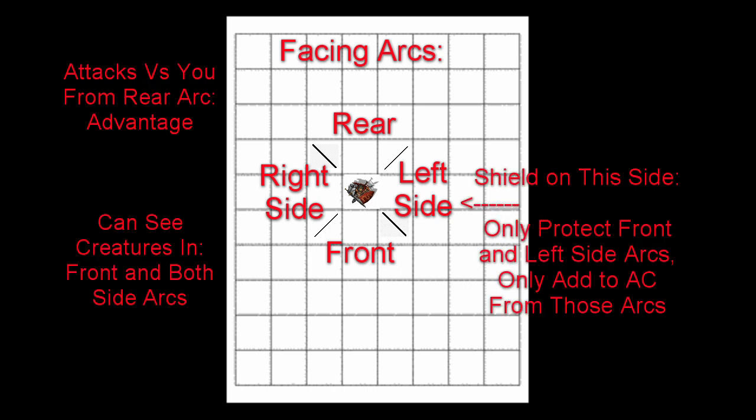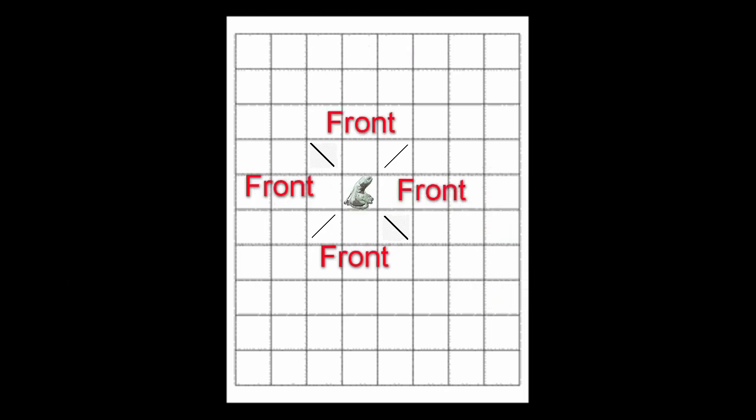So you can normally fight things to your front or your sides. You really can't see in your rear arc, can't see behind you. Creatures that attack you from behind have advantage. Shields only apply to a front arc and the same side arc that you're carrying your shield with. Pretty simplistic there. And not every creature has every arc, or some of them have very different arcs.